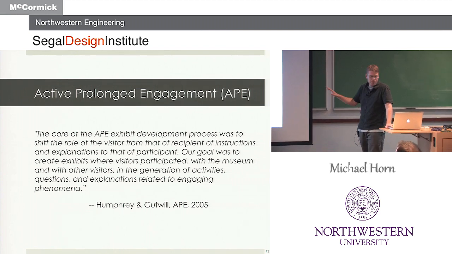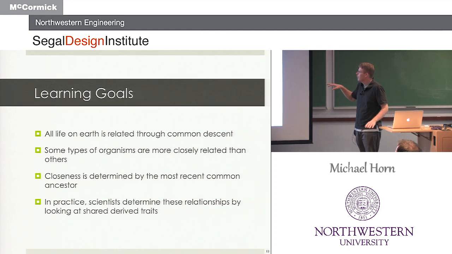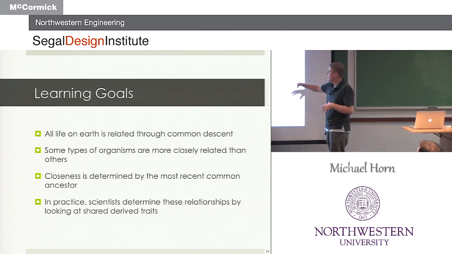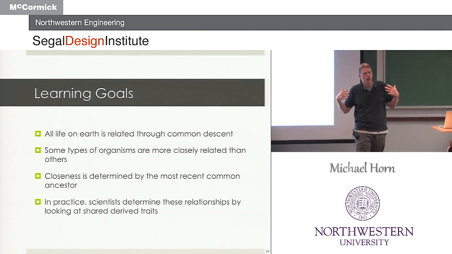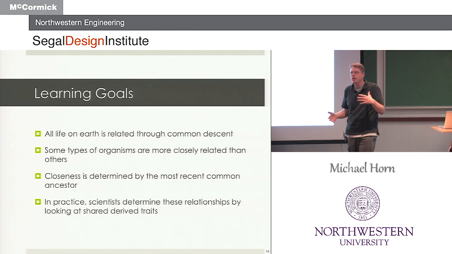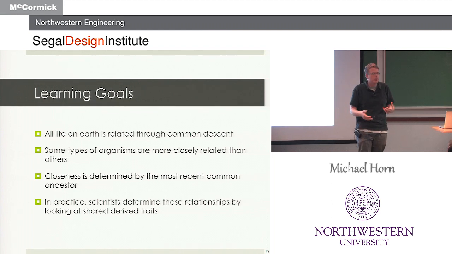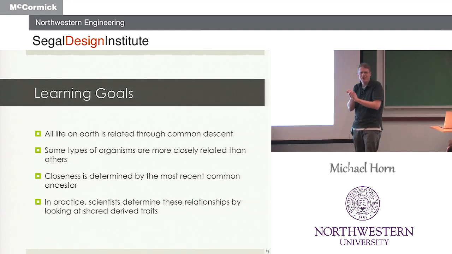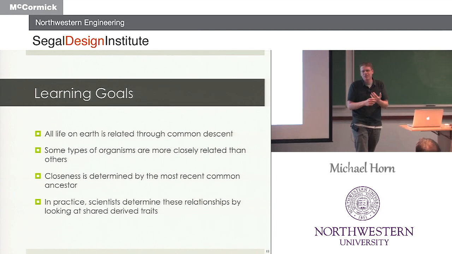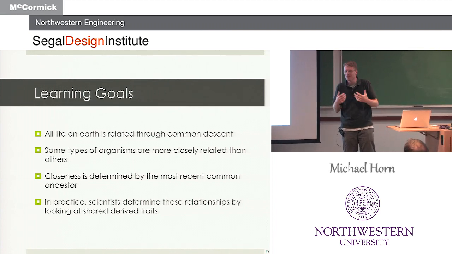Okay, so that's APE. Now, the learning goals for the game that you just played: our broad learning goals are about evolution and common descent, the idea that all life on Earth is related. So take any two organisms, if you go back far enough in time, you can find a common ancestor. So we can take Ed Colgate and a banana, and if you go back far enough in time, you will find a common ancestor of Ed Colgate and a banana, some sort of proto-eukaryote, probably in a puddle somewhere.